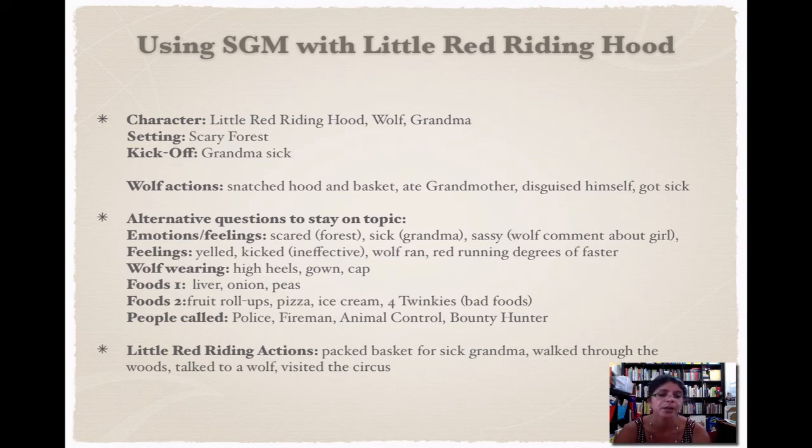Foods, in the example, she talks about liver, onions, and peas. Okay, that's a semantic list of foods, and then she comes up with a second list of foods that might be more popular with, say, our kid generation today, and might not also be nutritious, but it's an opportunity to talk about these foods, right? Whether you're a proponent or not a proponent of these food items. For example, she talks about the fruit roll-ups, the pizza, the ice cream, and the Twinkies.